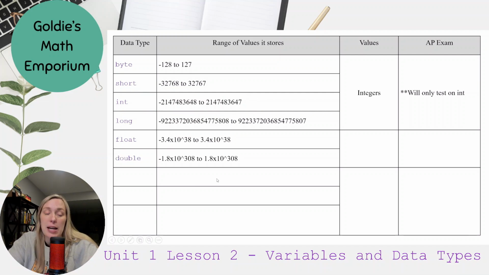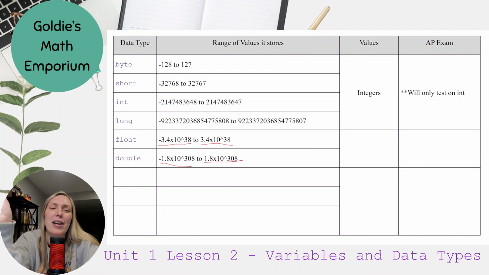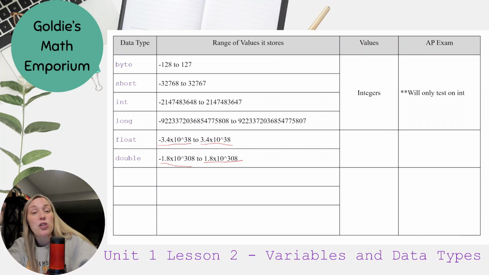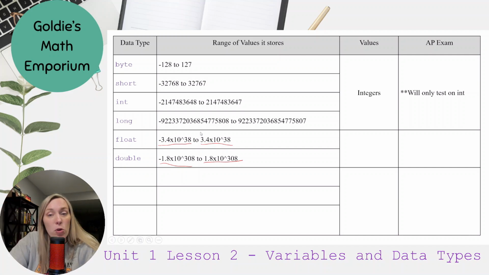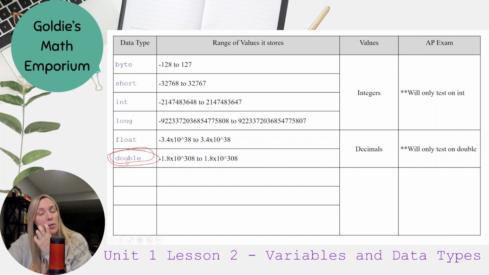Next, we have the 2 decimal types. We have float and double. Okay, so a float stores anywhere from this value raised to the 10 to the 38 or this value, right? Or double. Again, you don't have to memorize these numbers, okay? It's just fun information, right? So you can see a double stores a lot more information than a float, okay? But both of them store decimals. Okay? So if you need a decimal, you could use either of those, double having a bigger container than a float, but the AP exam is only going to test double. Okay? Only going to test double. So we're only going to use double.